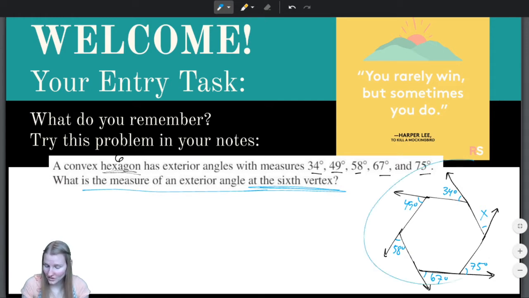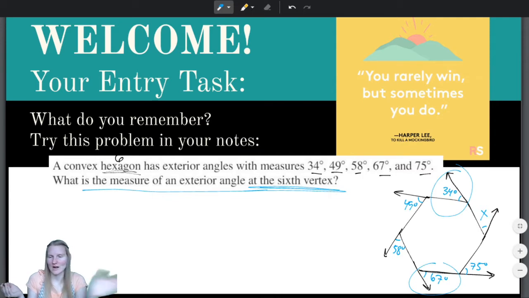Now, of course, this is not drawn to scale. The 34-degree angle looks basically the same as the 67-degree angle. I know I didn't draw this very well, but it lets us see what's happening.